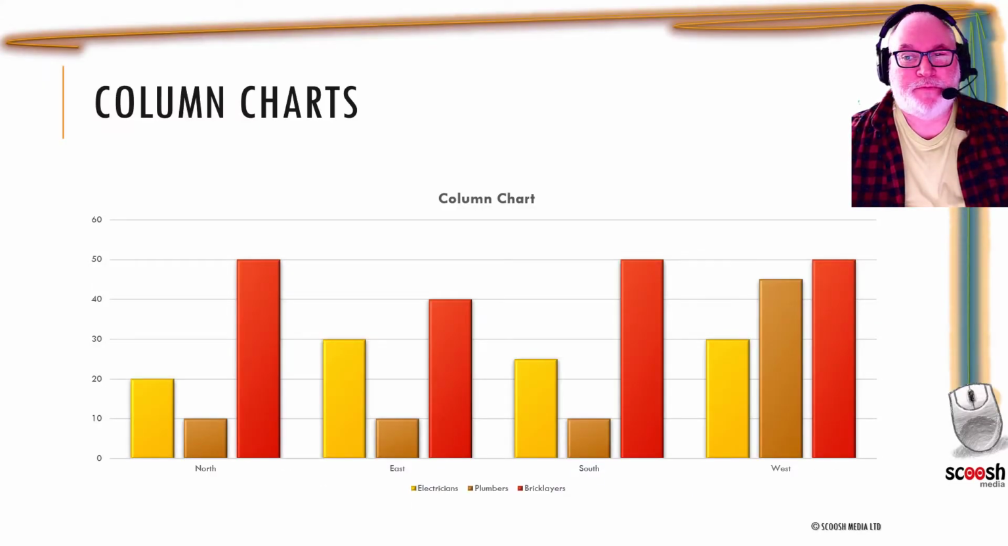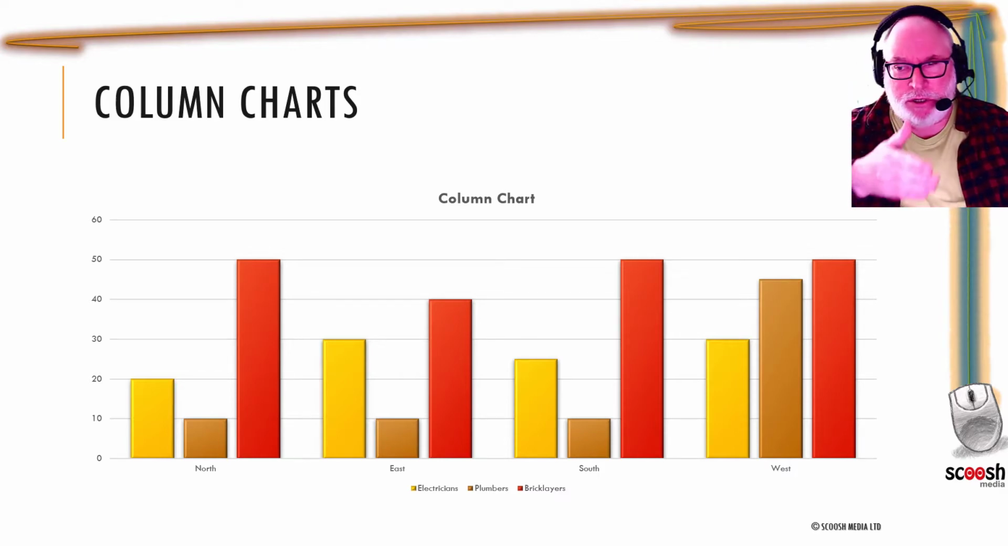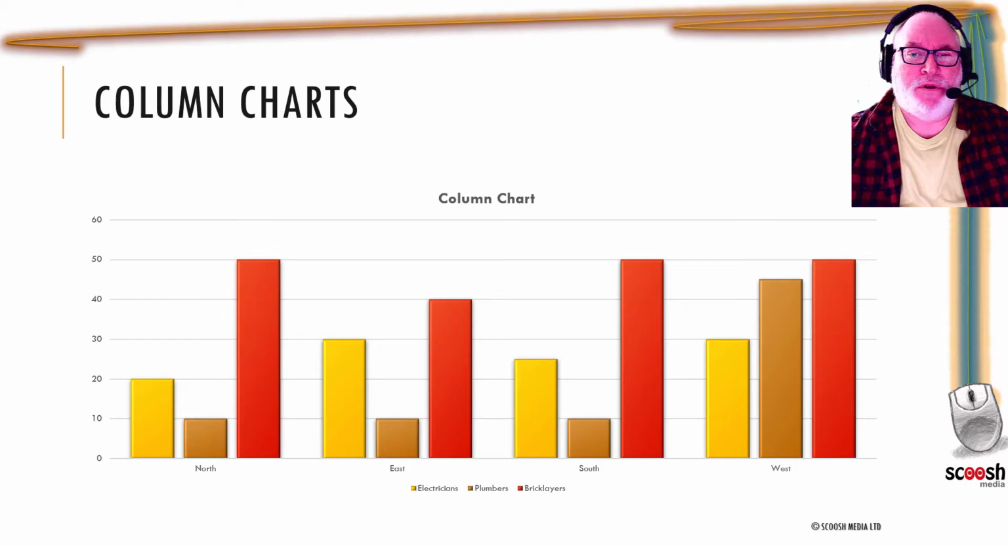So column charts. As you can see, column charts are laid out with columns. If you just think of columns of a building standing up like pillars, and notice that this particular column chart has got a legend at the bottom showing you the indications there, as well as groupings for the north, east, south and west. So for each of the electricians, plumbers and bricklayers is indicated separately within each of those area groupings on the column chart.